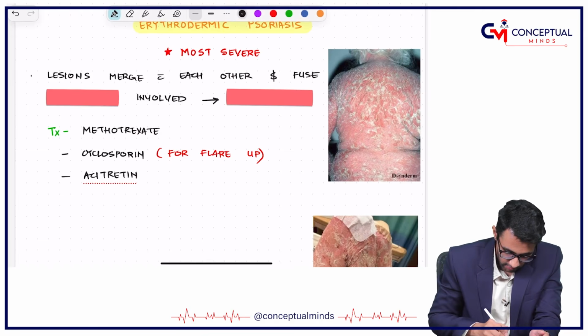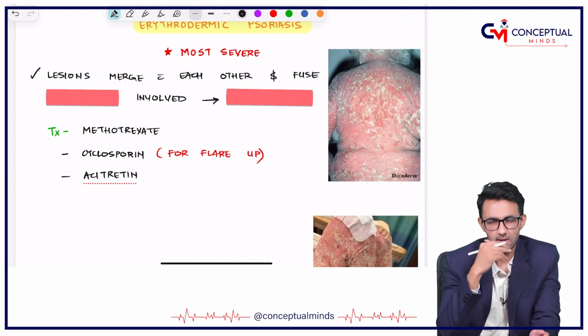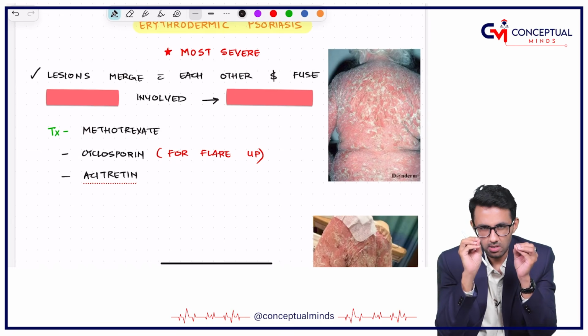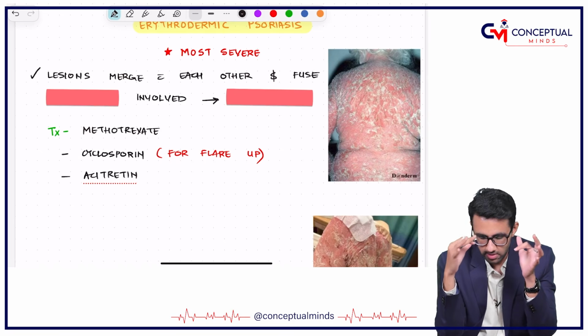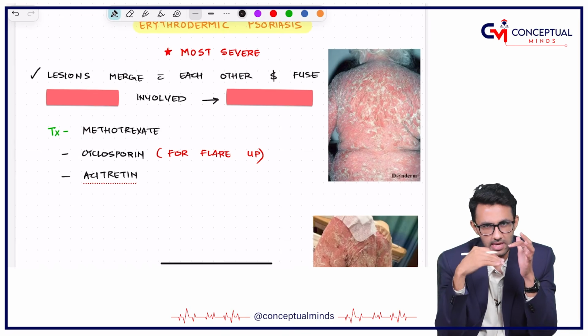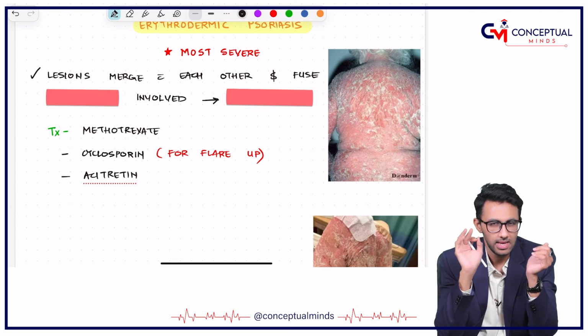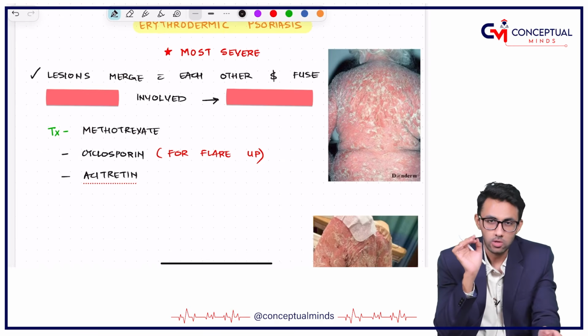So how do the lesions start? Initially the lesions are very small, but they keep on merging with each other. They keep getting fused, and eventually they reach a condition where more than 90% of the body is involved. So any condition where there is more than 90% involvement of any disease, the answer would be erythroderma.